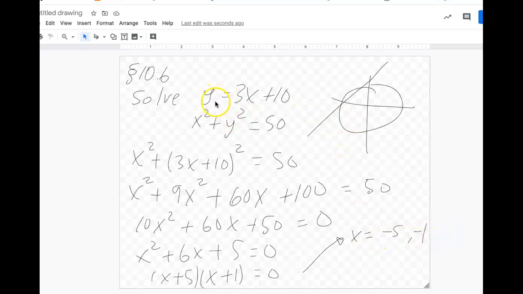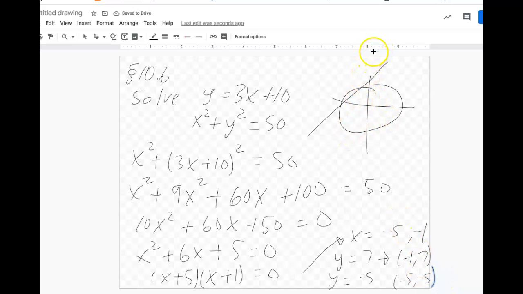We just need to go ahead and find the y coordinates. So when you plug in -1, y will equal -3 plus 10, so 7. Let me slow down, because then this is the ordered pair -1, 7. And when we plug in -5, -15 plus 10 is -5, so then the other ordered pair is -5, -5.